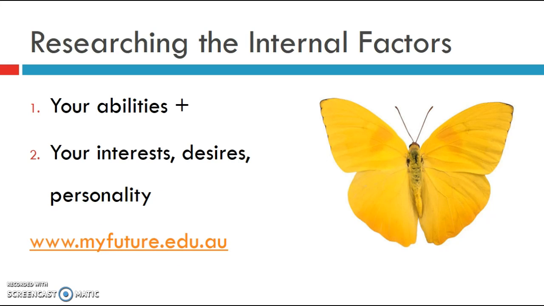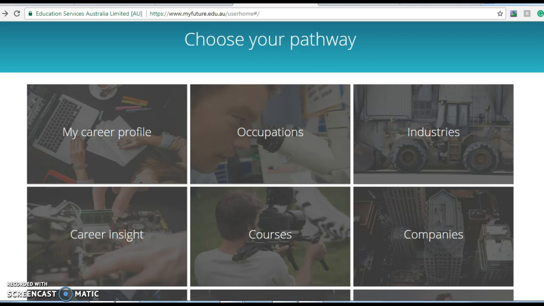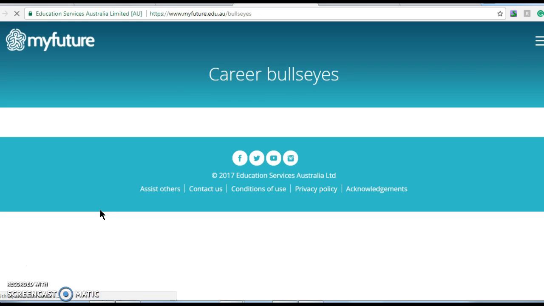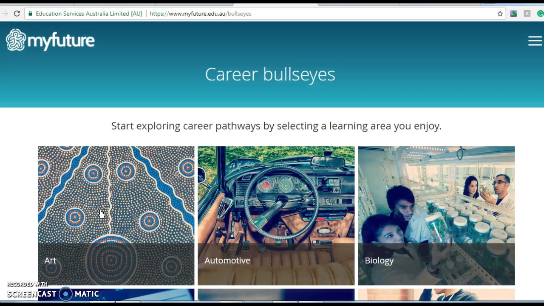Right, how do you research the internal factors? First website we're going to visit is My Future. This is what My Future looks like when you log in. You have to sign up and log in, but it is free and it doesn't take very long and it's worth it. First thing I wanted to show you is the careers bullseyes. Okay, you might have seen these in my office, but you can get them online.